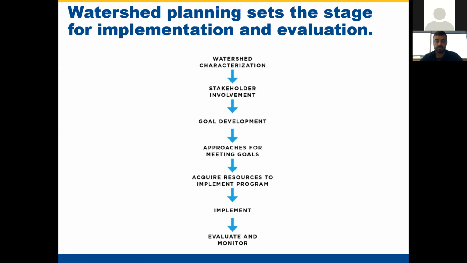The next step down would be goal development. We have those stakeholders talk about what their concerns are with the watershed, as well as what we have done well in the past. To figure out where we want to go, we need to know where we're at. That's an important piece. We need to figure out what our goals are and then build this whole watershed plan around those goals.